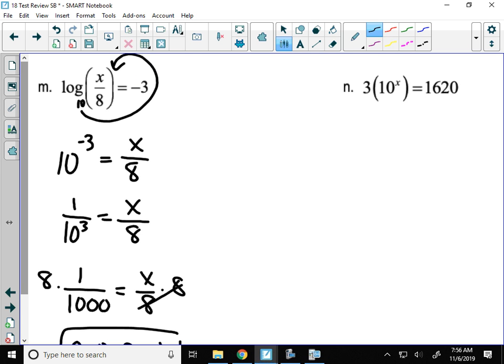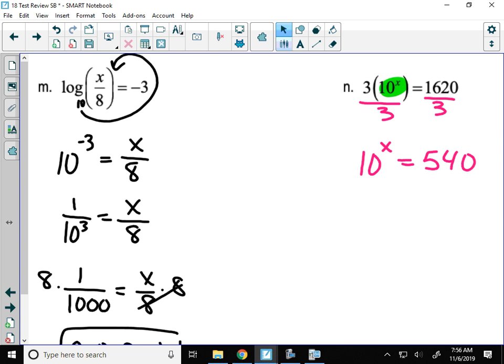All right, and n. Before I can decide what to do with this exponential, I need to isolate the exponential. So I'm going to start by dividing by 3. 10 to the x equals 540. Now I have 10 to the x and 540. My bases are 10 and 540. They do not have a common base, so I need to use the inverse of an exponential, which is a logarithm, to solve this. I'm going to use the common log of both sides.